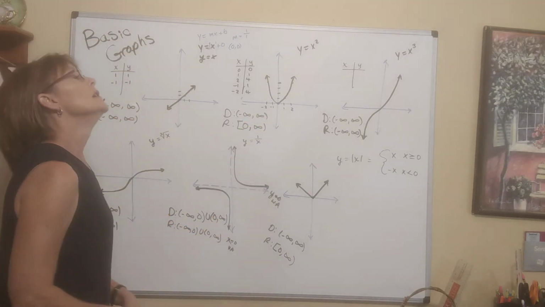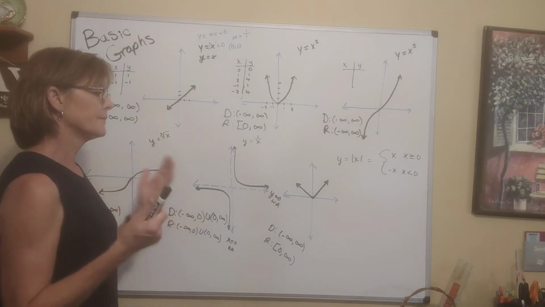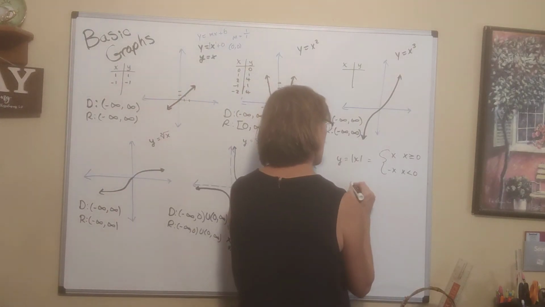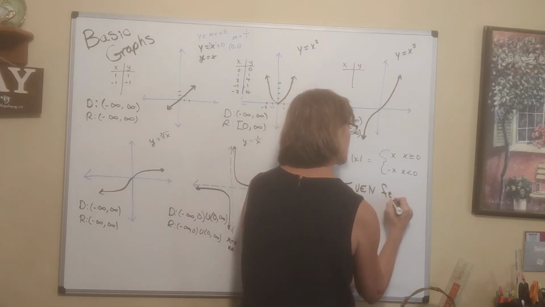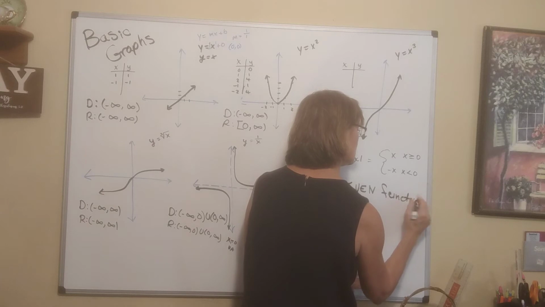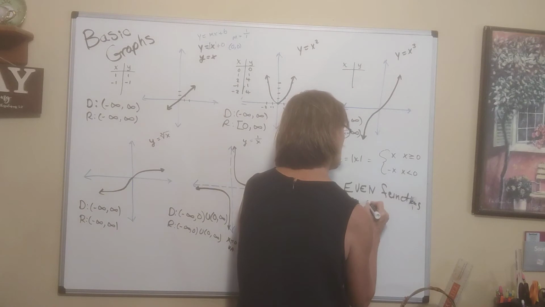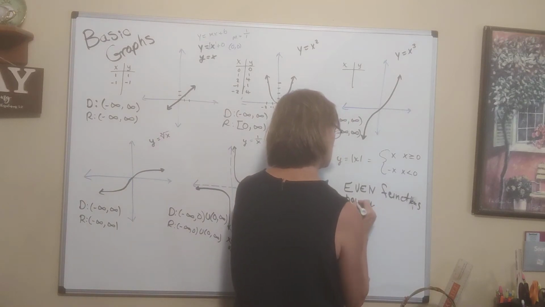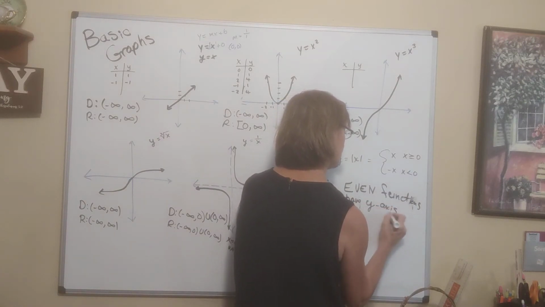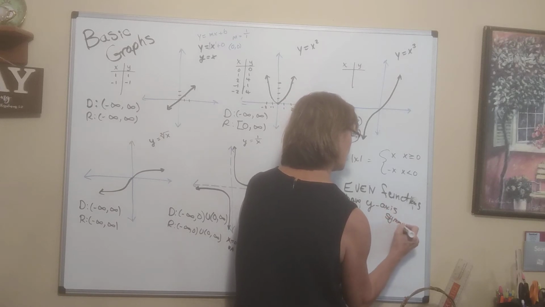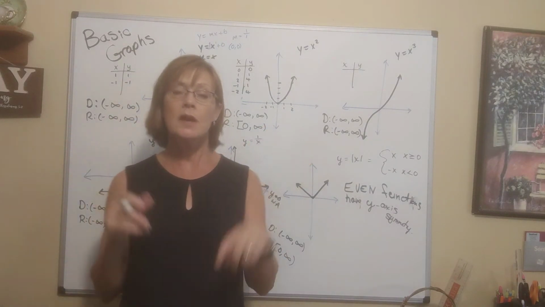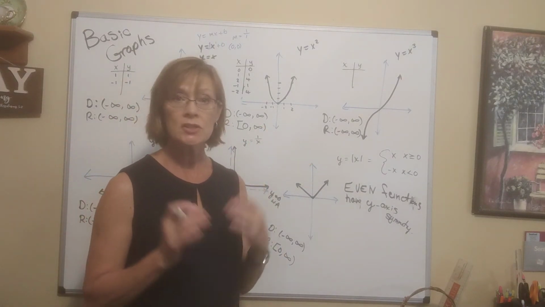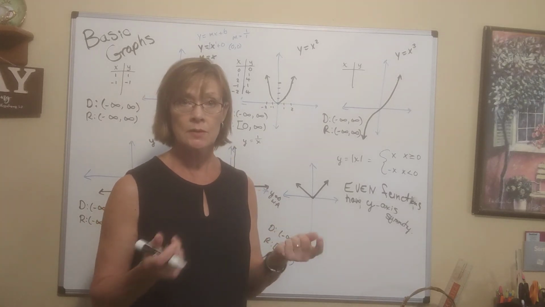All right. So what does it mean to be even? An even function has a special kind of symmetry. Even functions have y-axis symmetry. Okay, so that means that they look the same on both sides of the y-axis. They reflect. So to determine if a function is even, you just look at it and you say, does it look the same on both sides of the y-axis?